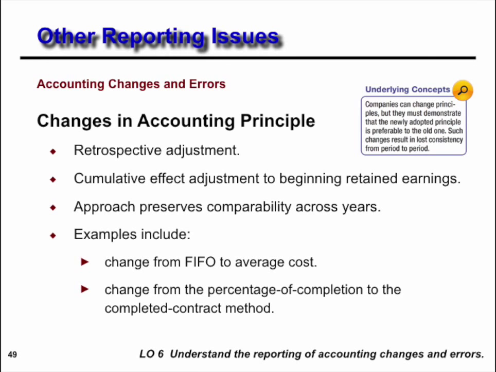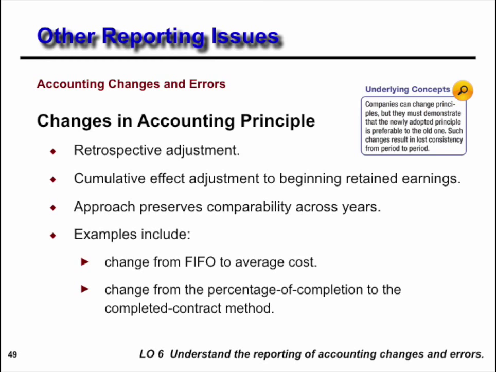If it is not practicable to retrospectively apply the new accounting principle to prior periods, a company should apply the new accounting principle as if the change was made prospectively as of the earliest date practicable. When the change in the accounting principle has both direct and indirect effects on the company's income, only the direct effect of the change in accounting principle is included in the retrospective adjustment. Any indirect effects are included in the year in which the accounting change is made.